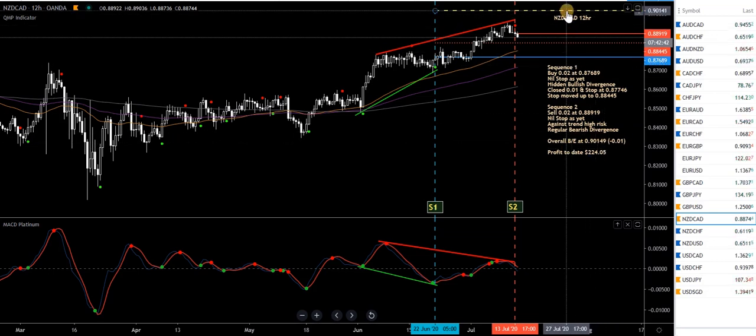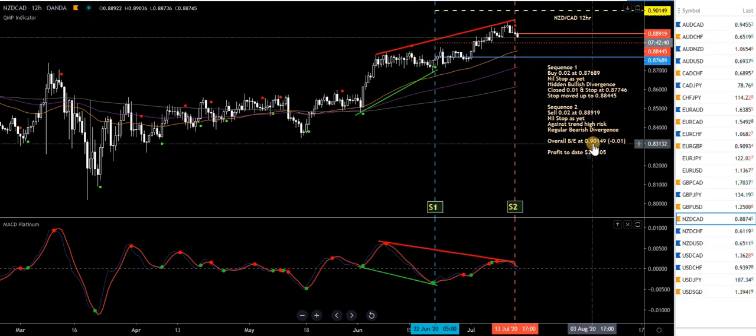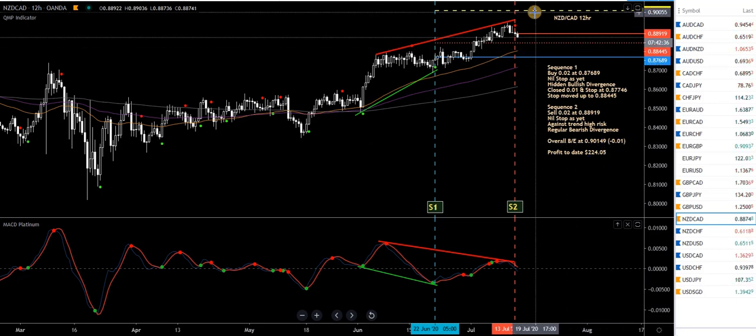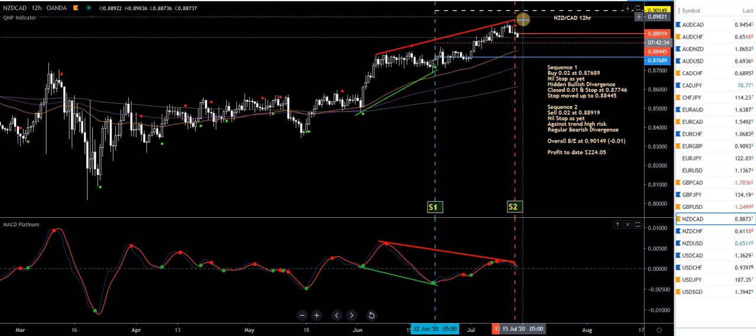So it's all looking good there. Overall break even is right up above the highs, which is great. And because it's net negative 0.01, as long as we stay below that price, we're in profit on all trades. So it's looking good.